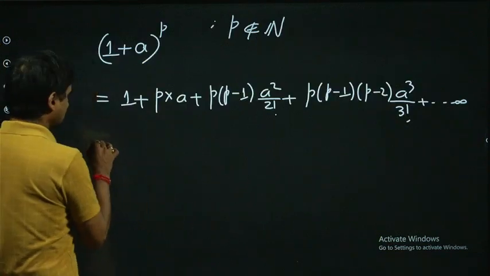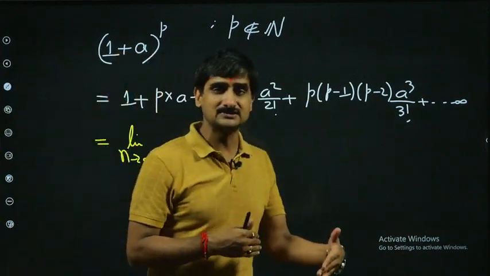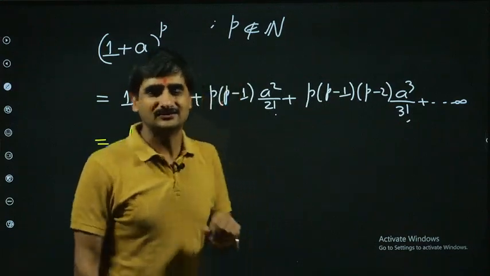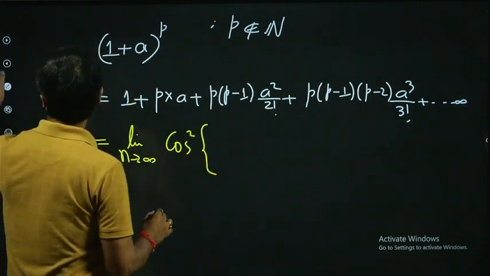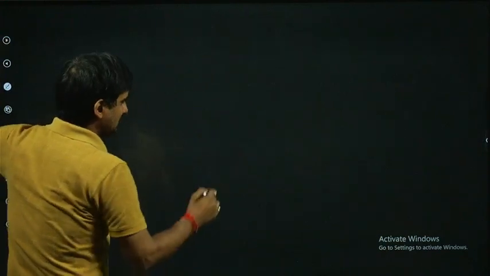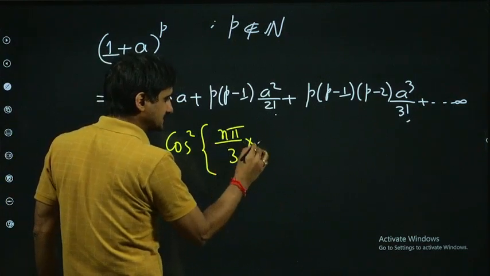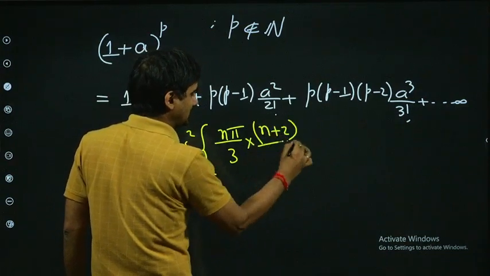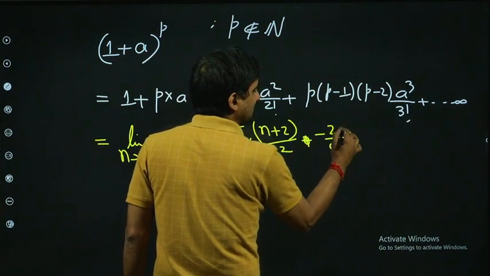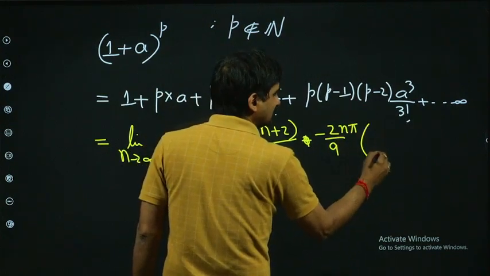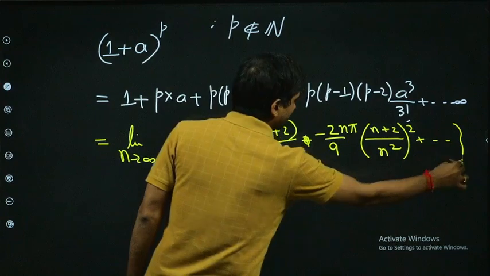So therefore I can write limit as n approaches infinity cos square n pi plus theta is cos square theta, because it's square here, so whether it's even or odd won't make any difference. So I can write it as cos square of. Now look at the first term here, which is theta. So it's n pi by 3. If I take LCM, so it is n plus 2 by n square. All of you agree? Okay. Plus, rather it will be minus 2 by 9 times n pi, and then again if I take LCM, this is n square into n plus 2 whole square, and dot dot dot whatever.